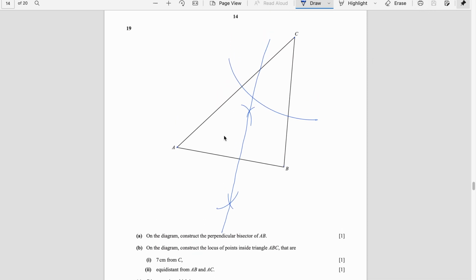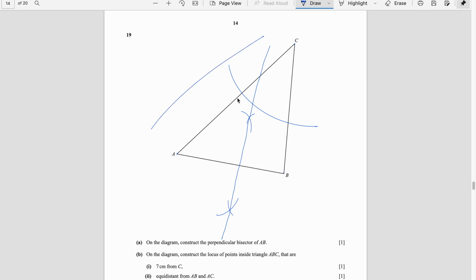Equidistant from AB and AC. This side is AC, this side is AB, so it has to be an angle bisector. Place the needle at A, mark right here. Lift your needle, place it at this point again, mark. This point again, mark. Draw the line. This is your angle bisector.